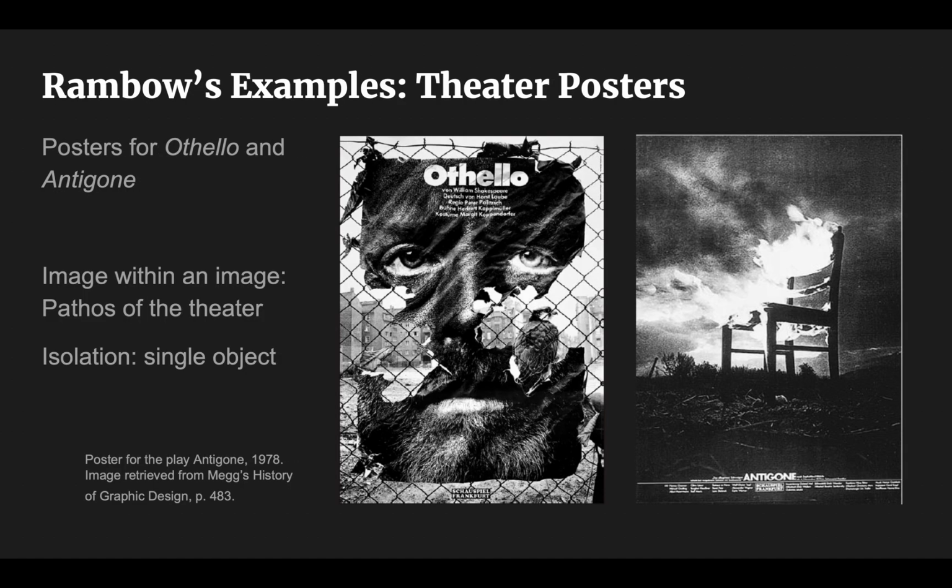These are the posters for Othello and Antigone. Othello was produced in 1978. It describes the pathos of the play as an image framed within an image, as if we were watching a movie on a screen. For Antigone, a single object, a chair, expresses the isolation of the main character. The short life and the fate of the protagonist are described with a consuming fire. It narrates with symbols the story of the play.